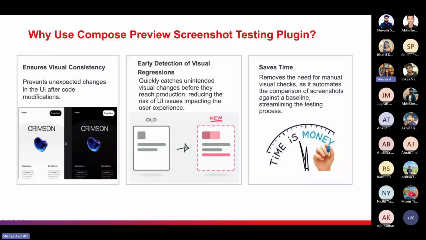So it prevents unexpected changes from code modifications. It is also helpful to detect visual regressions early, that is, checking the changes, as in the example of developers working on the same repository. Some changes are made from both ends which are not intentional but get added, so those can also be tracked with this. It saves a lot of time as it removes the need for manual visual checkups. The screenshots can be compared with the baseline, streamlining the testing process.